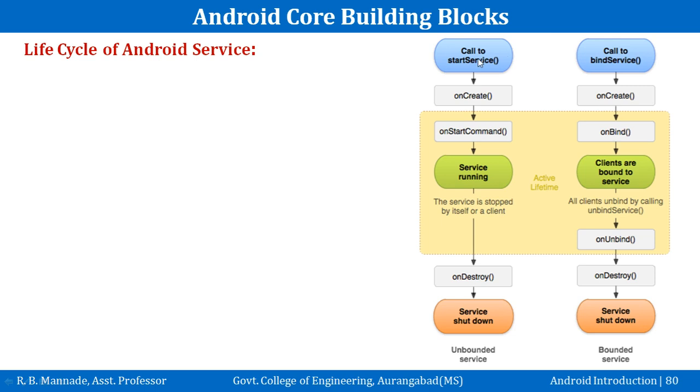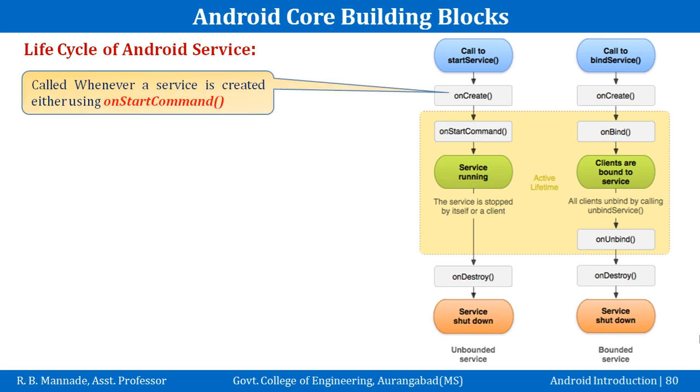Right. So these steps indicate the life cycle of an unbounded service, and these steps represent the life cycle of the bounded service. We'll see them one by one here. In both cases, whatever this yellow rectangle area is here, it is the active lifetime of the unbounded service as well as the bounded service.